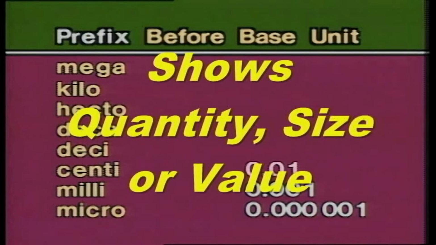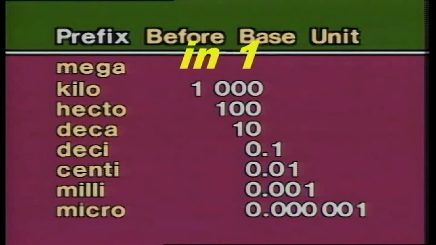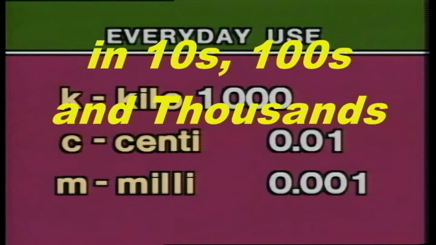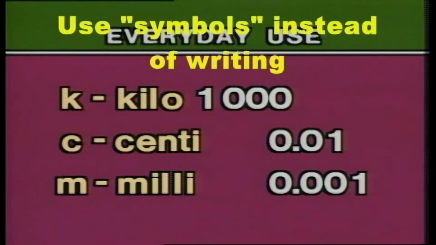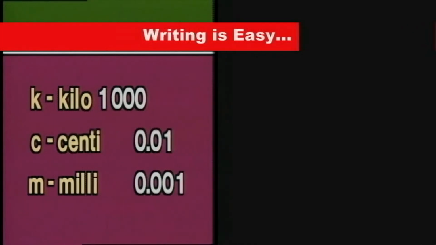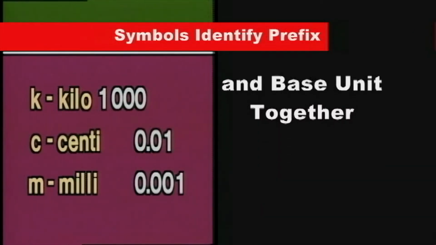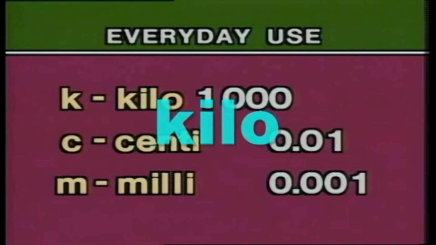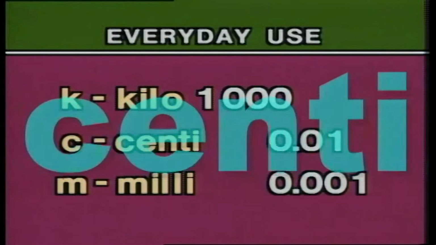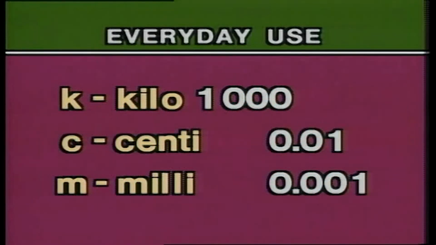Convenient prefix attached to base unit shows quantity, size, or value in tens, 100s, and thousands. Writing is easy. Symbols identify prefix and base unit together. For most everyday experience, useful prefixes are kilo, 1,000, centi, 1/100th, and milli, 1/1000th.